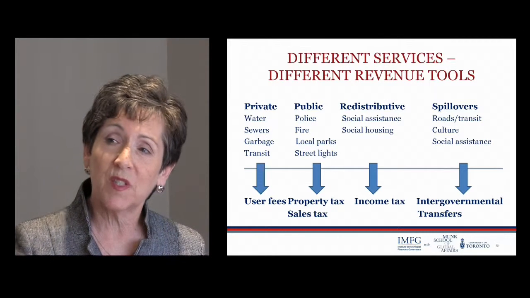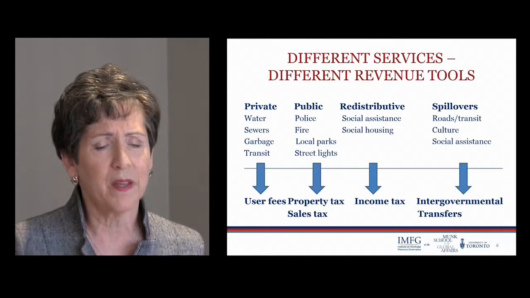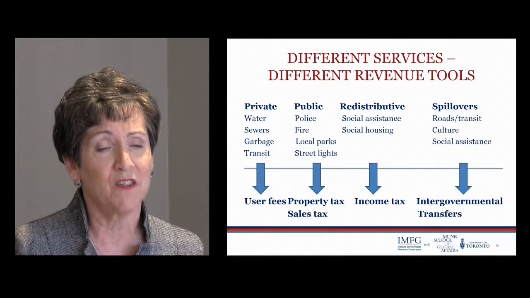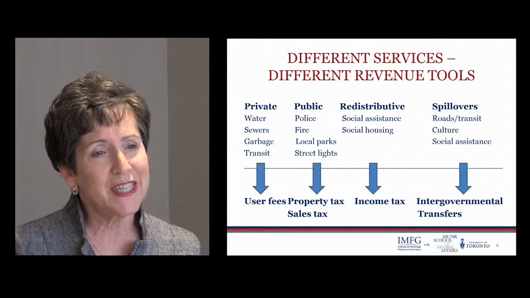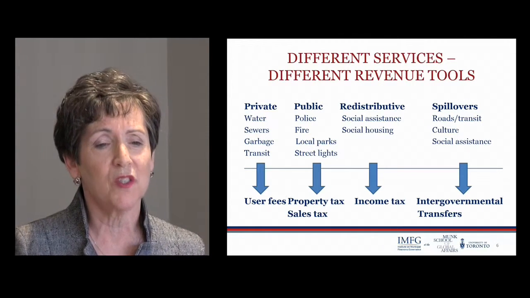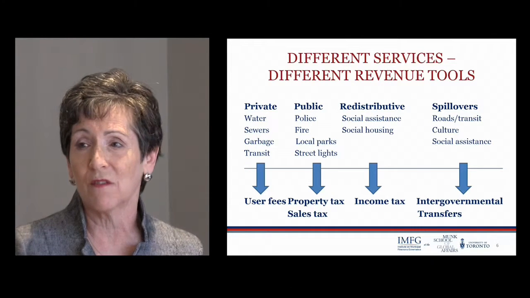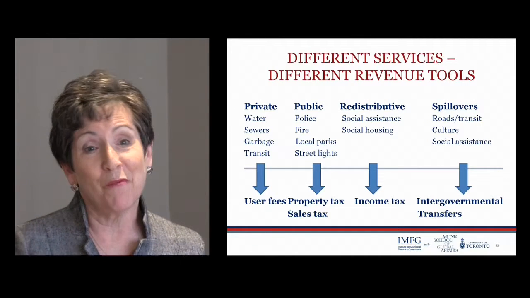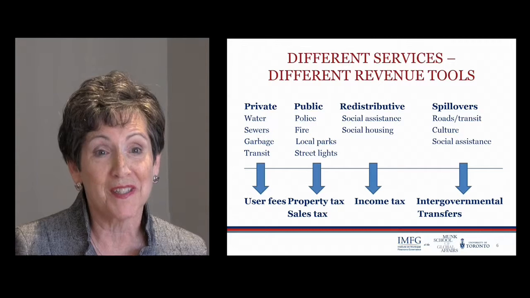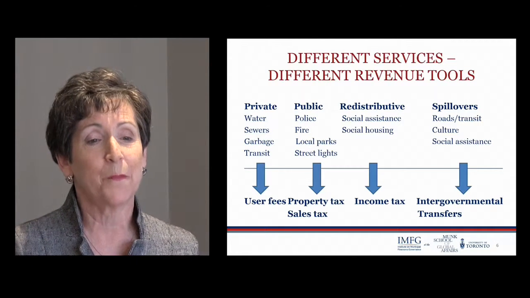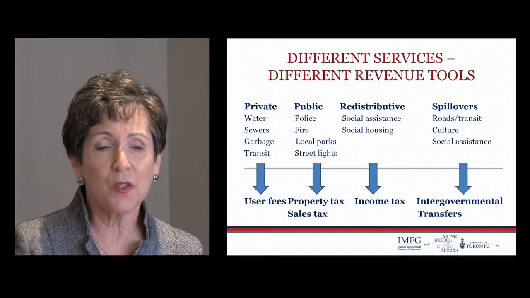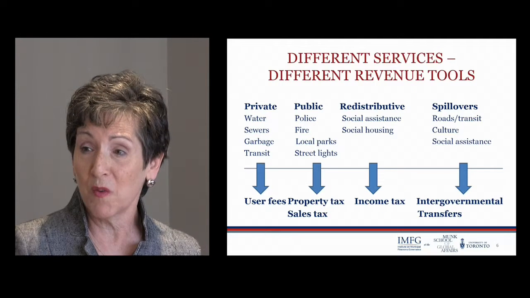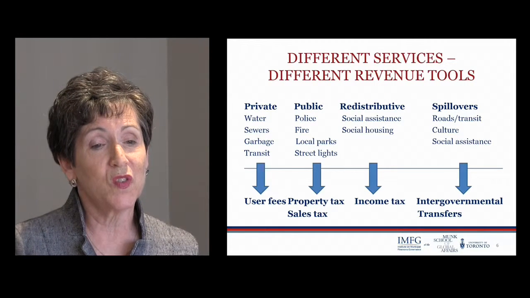The next group of goods that we call public goods, or goods that have public characteristics. These are things where we know the community benefits. We have collective benefits in the community, but we can't identify the individual beneficiaries. So in this category, we have police, fire, local parks, street lights. So for example, we all benefit from street lighting, but we really can't identify how much each of us benefits from standing under a street light. So these are goods that are public goods that are best paid for out of taxation. The property tax is one way to pay for these goods. Another is the sales tax.